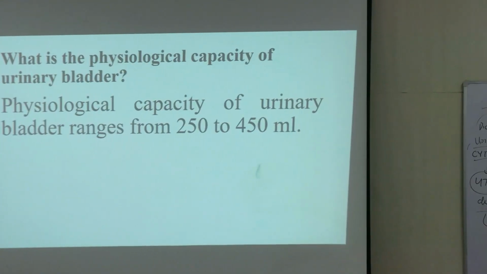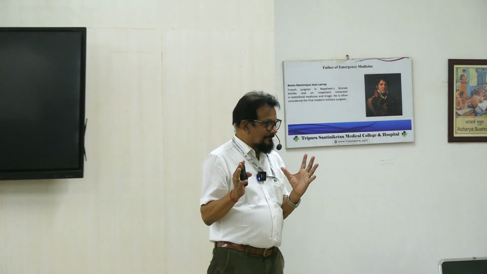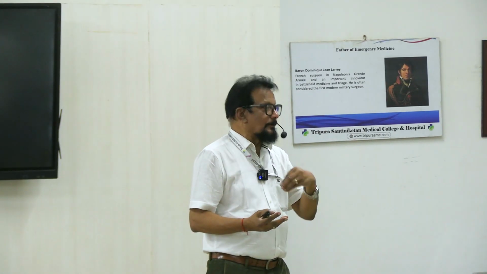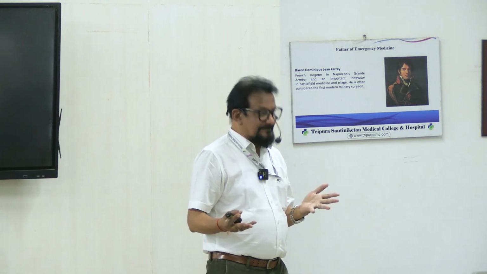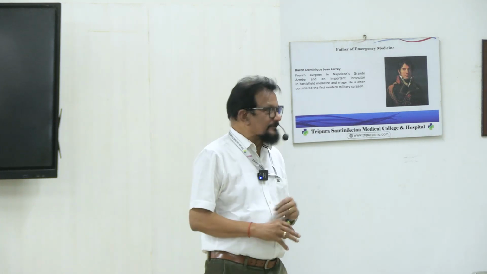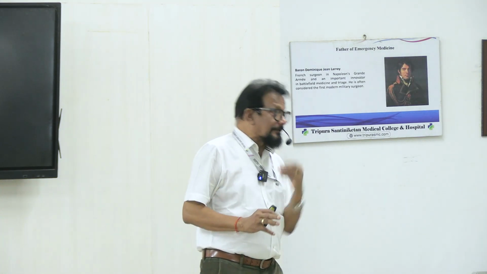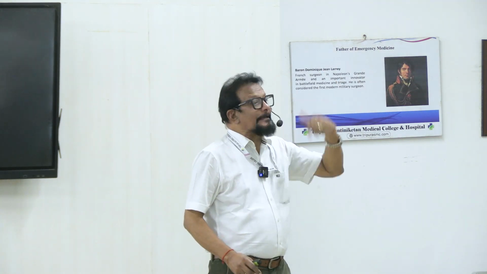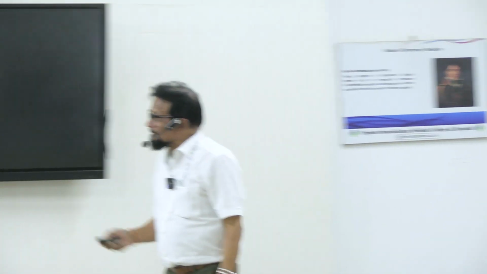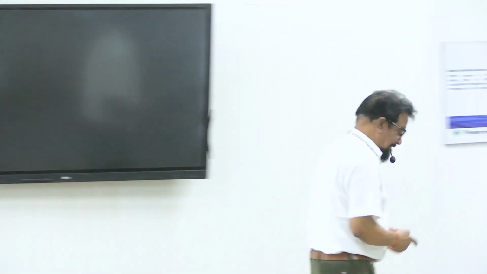Physiological capacity: physiologically, how much urine you can accommodate. Beyond that, when urine is entering, you will feel urgency. But if the time and place are not suitable, you will start accommodating more urine, going up to the anatomical limit, that is 700 to 800 ml. And interestingly, is the capacity of the urinary bladder higher in male or female?